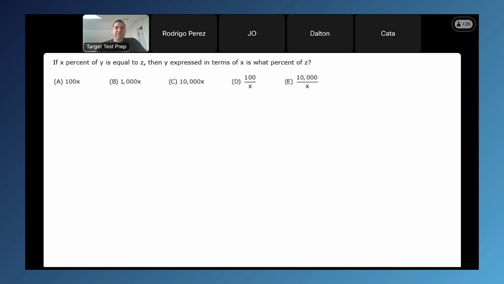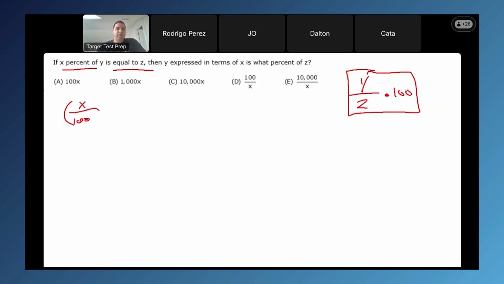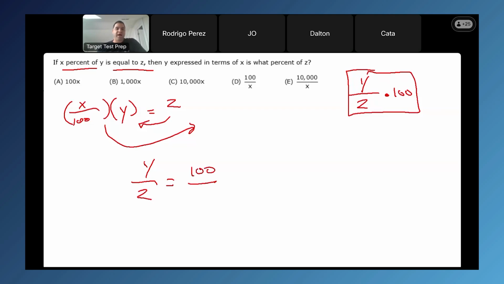So first of all, when we're saying we want to know y expressed in terms of x is what percent of z, we really just want to get y over z. The key here is times 100, right? Now, we're just going to take this initial equation and manipulate it to get y over z and then multiply it. So x percent of y, so that's x over 100 times y is equal to z. All we really need to do here is divide this over here and bring the z over here, giving us y over z is equal to 100 over x.